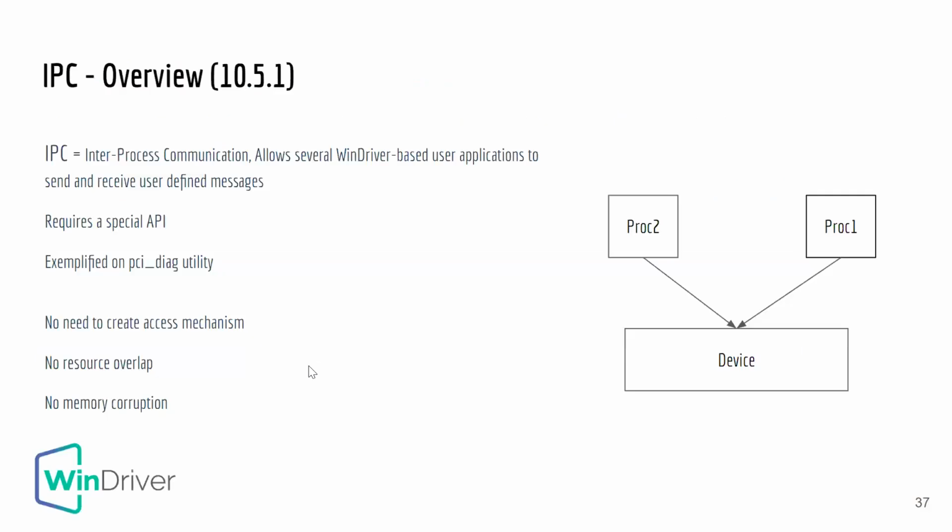The last thing we will talk about, no, we have also the kernel plugin, but one before the last thing is IPC. We will have a full dedicated webinar on IPC in September, as I said. I will not discuss it thoroughly. If you don't understand something here, go to our documentation and sign up for the webinar because this is a very interesting feature. So IPC is inter-process communication. It allows several WinDriver-based user applications to send and receive user-defined messages.